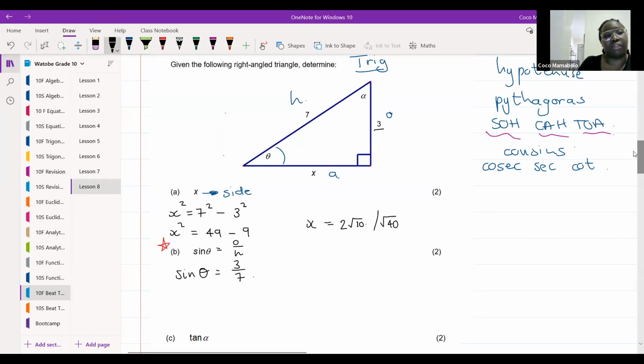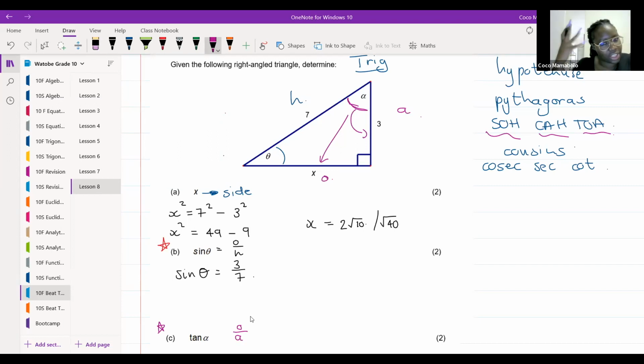Find me tan of alpha. The next question says tan of alpha. Now, remember, alpha is over here. So the sides are going to switch. This is no longer going to be the opposite side. This one is going to be the one next door. Now this is going to be the adjacent. And then this side is going to be the opposite. And my hypotenuse will always stay where it is. So remember, tan of alpha is opposite over adjacent. That's where the opposite over the adjacent was going.